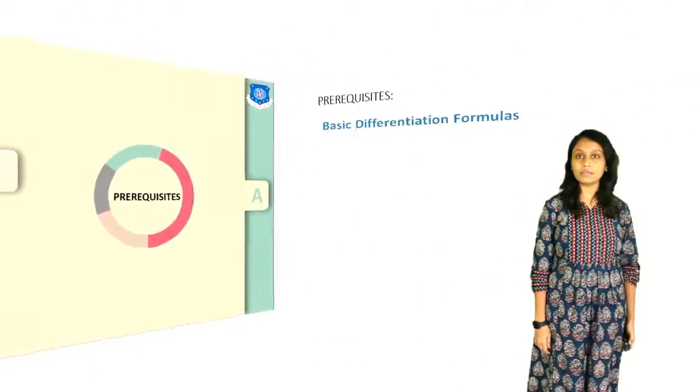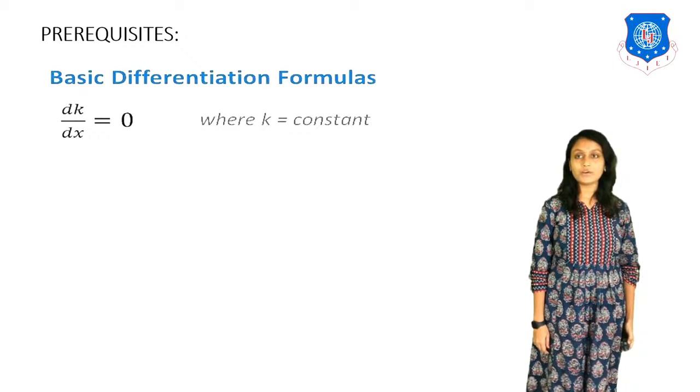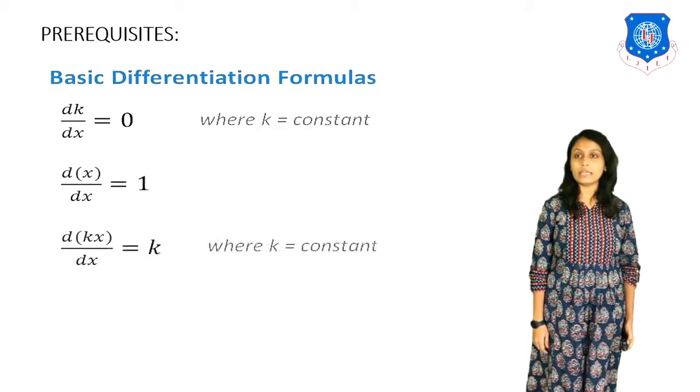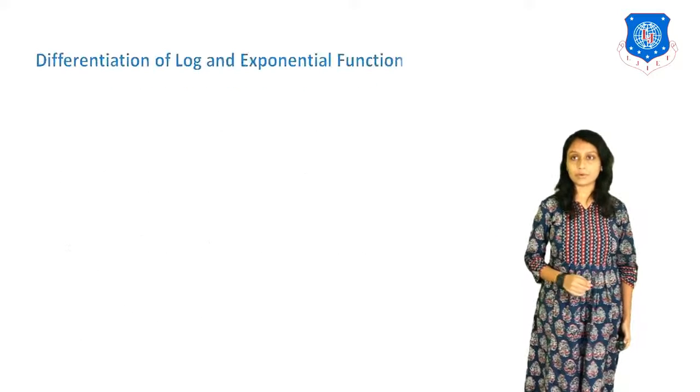So we will learn here some basic derivative formulas. The first one is the derivative of a constant, that is 0. The next one is the derivative of x, that is 1. Derivative of kx is k. Derivative of x raised to n is n x raised to n minus 1.